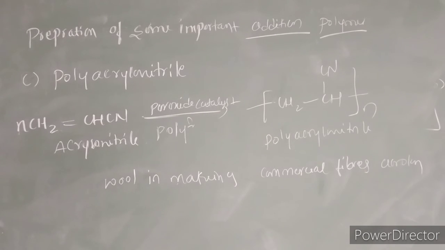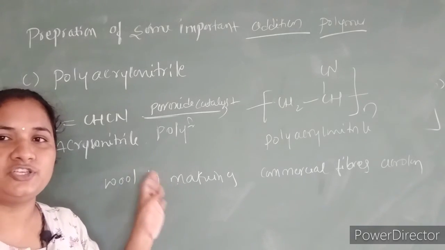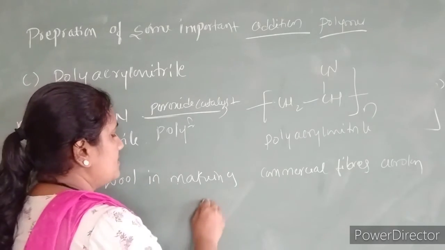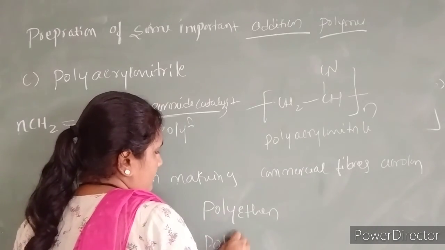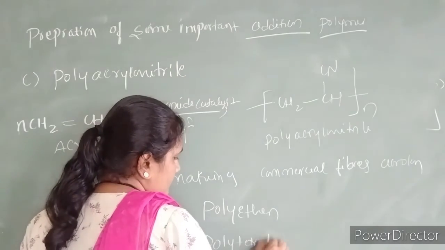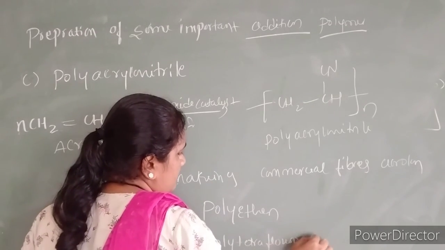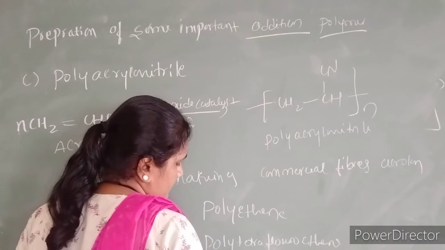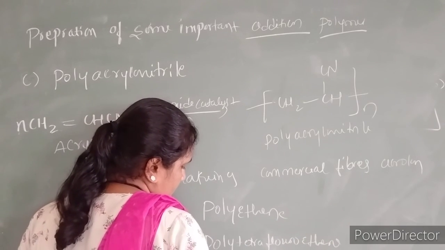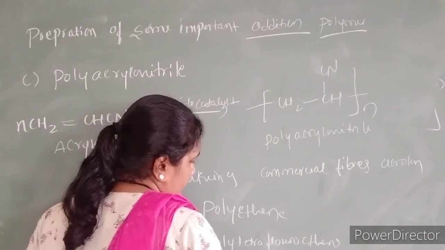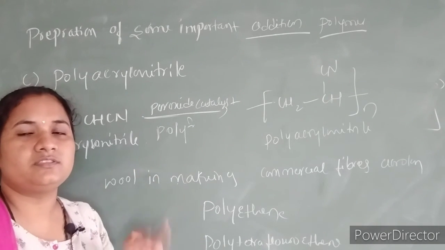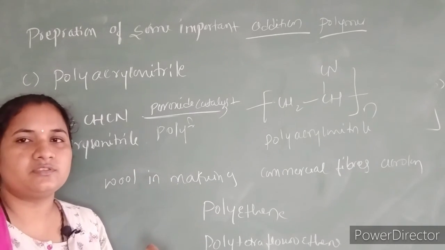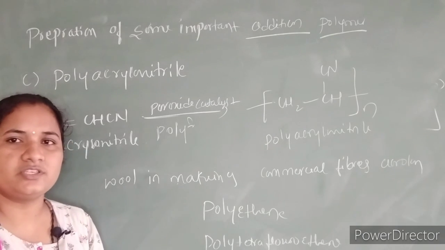So these are the important polymers of the addition polymerization process. The first one is polyethylene, second is polytetrafluoroethene, also called Teflon, and third one is polyacrylonitrile. You have to remember the use of each polymer material. So this is about the addition polymerization process, or chain growth polymerization process.